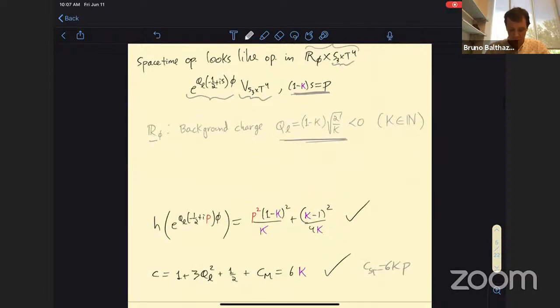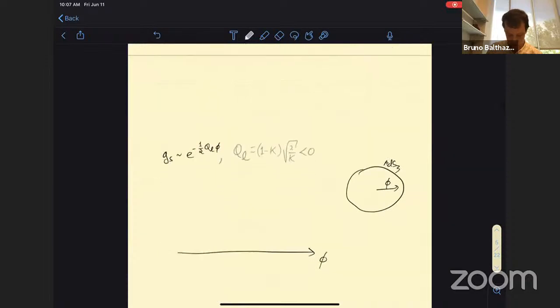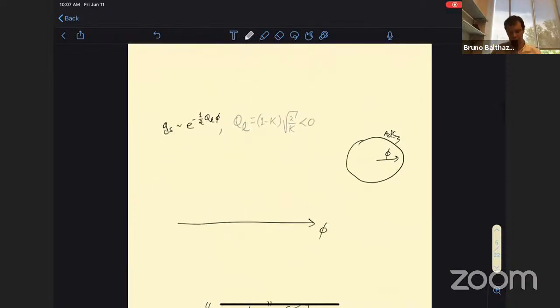Okay, so this seems to capture a lot of the dynamics of the long strings. Okay, so let's then look at the Seiberg-Witten theory in a bit more detail. The string coupling varies with the direction phi in this way, where Q_L, the background charge of the linear dilaton, is less than 0, because recall that k is an integer that's greater than 1. And so what this means is that for large positive phi, the theory is strongly coupled, and for large negative phi, it's weakly coupled.